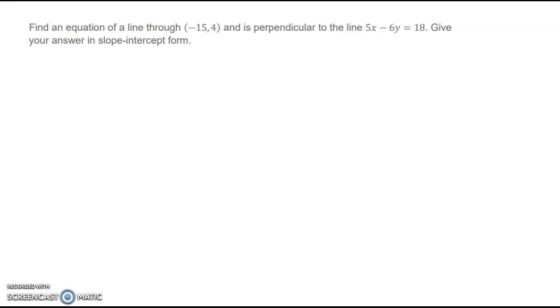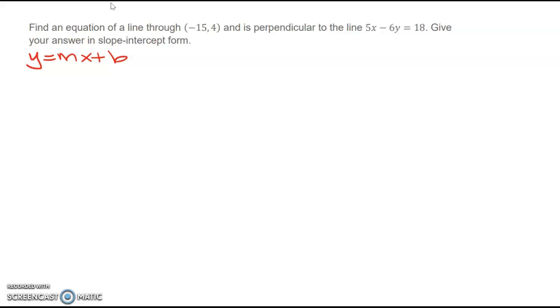Find an equation of a line through (-15, 4) that is perpendicular to the line 5x minus 6y equals 18. Give your answer in slope-intercept form, which is y equals mx plus b. So we have a line here. We want a line perpendicular to that line, and it needs to pass through this point, (-15, 4).